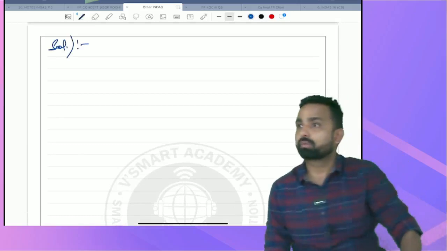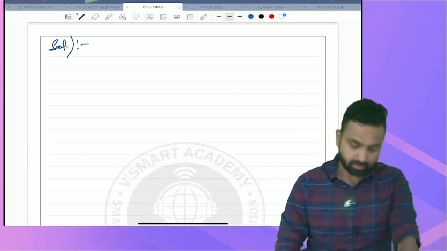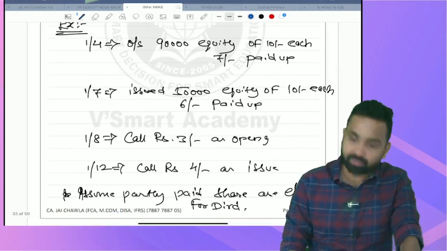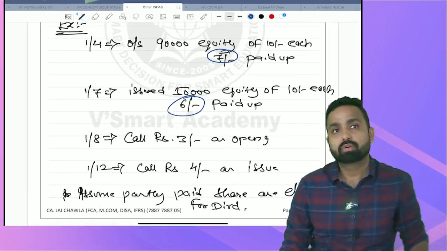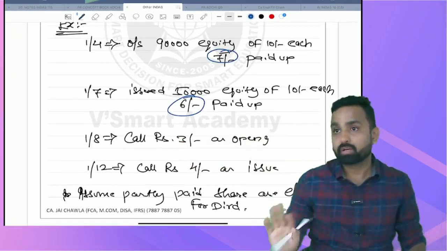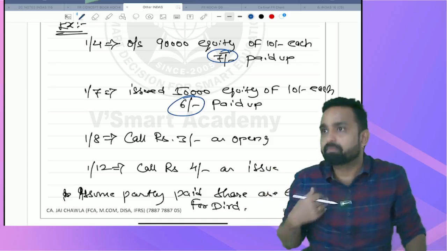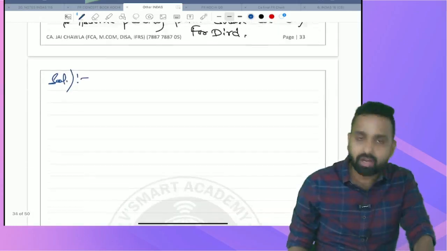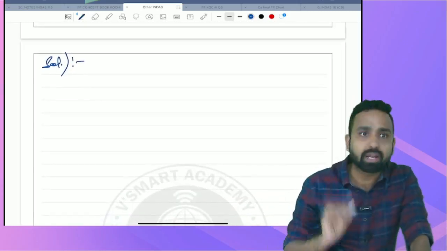How to solve? Convert partly paid to fully paid. So there are two different partly paids. One is 7 rupee, one is 6 rupee. See, there is one alternate what you are saying: convert partly paid into fully paid. There is one another choice that is comparatively a bit easy as per my view. So I am discussing my opinion first. How you can calculate.